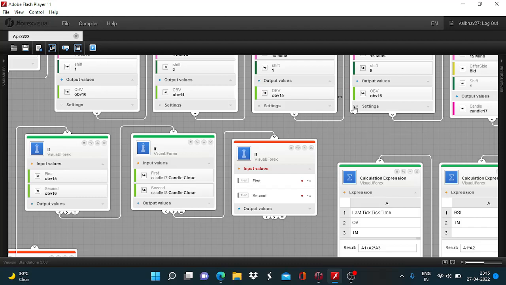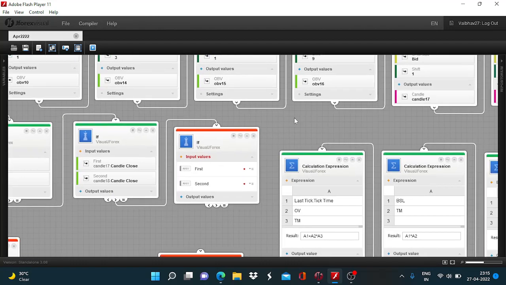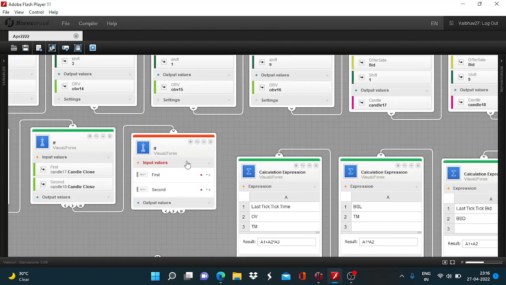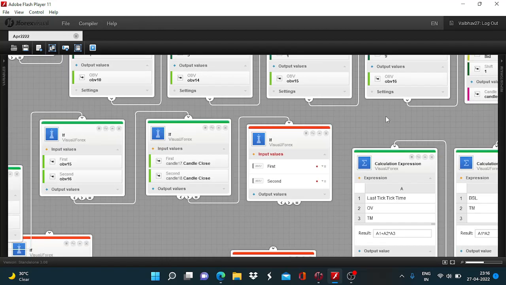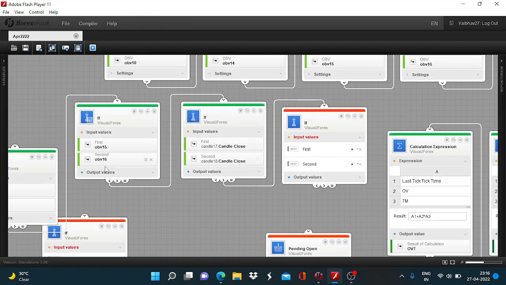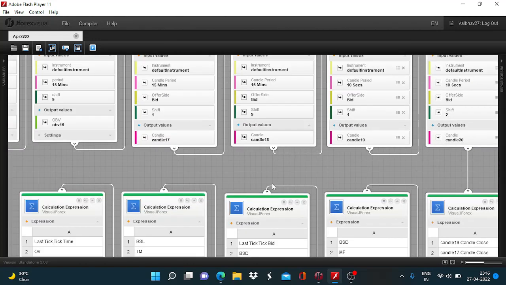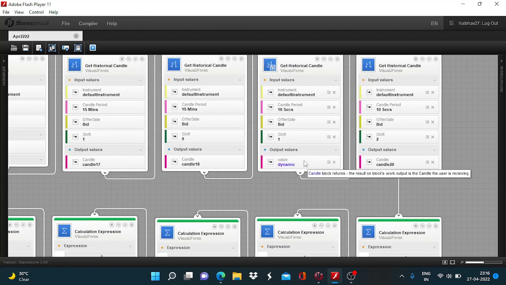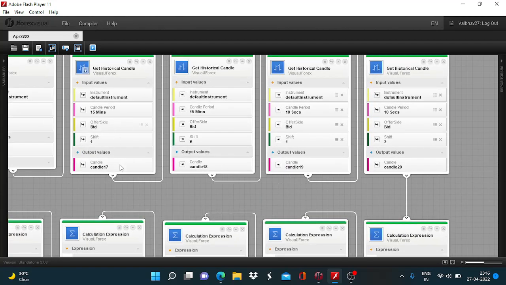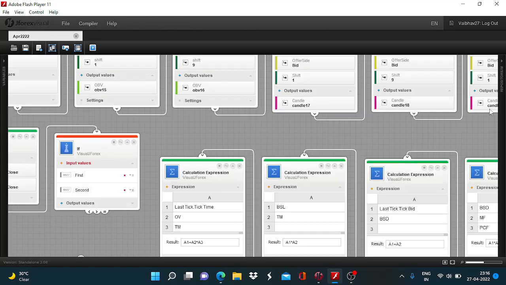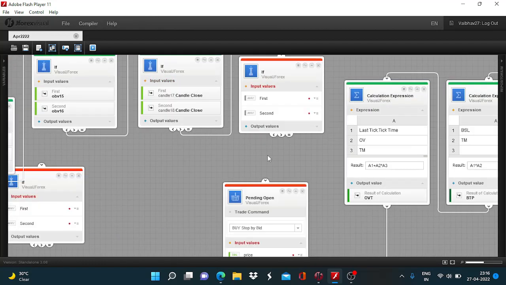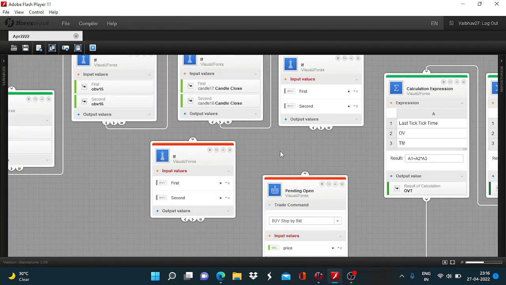And as soon as price starts to drop below the last 15-minute candle close, we will go ahead for the execution of the trade provided these three conditions are in place. So we have to compare the closing value of candle 19 and candle 20 with the closing value of the candle 17. So candle 17 close is going to be the common input for both these blocks.